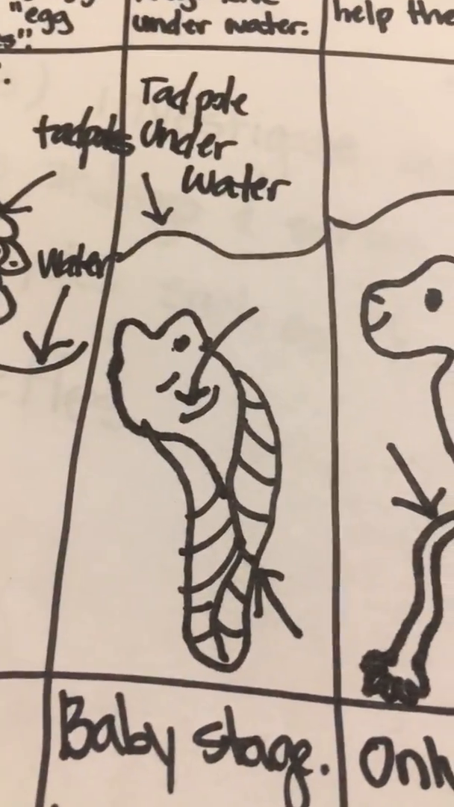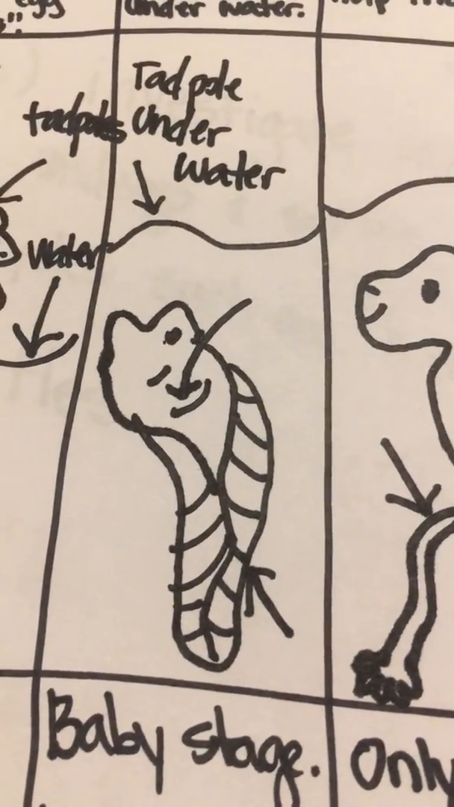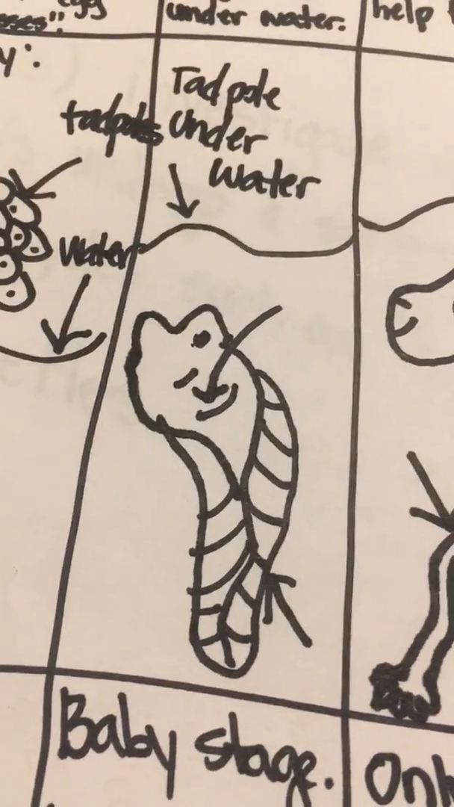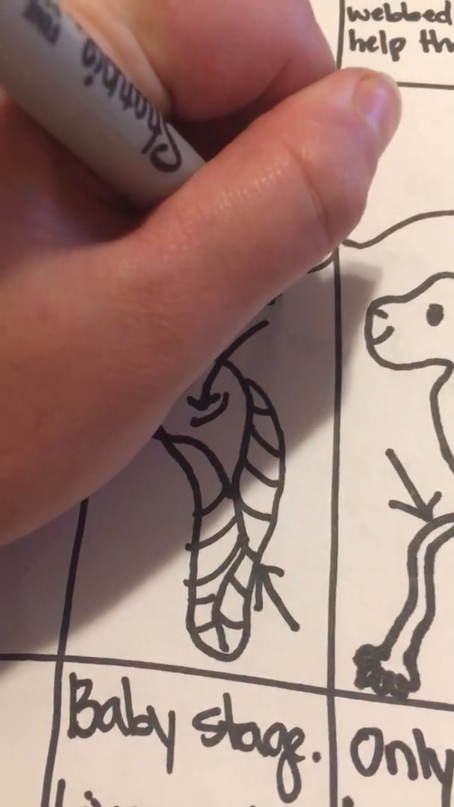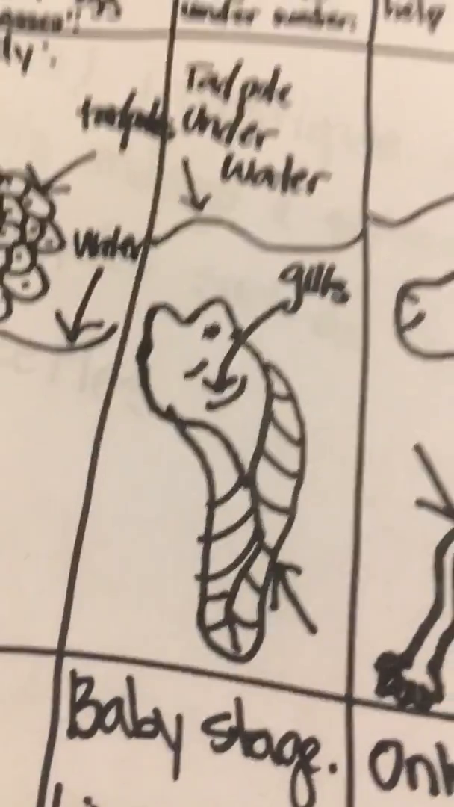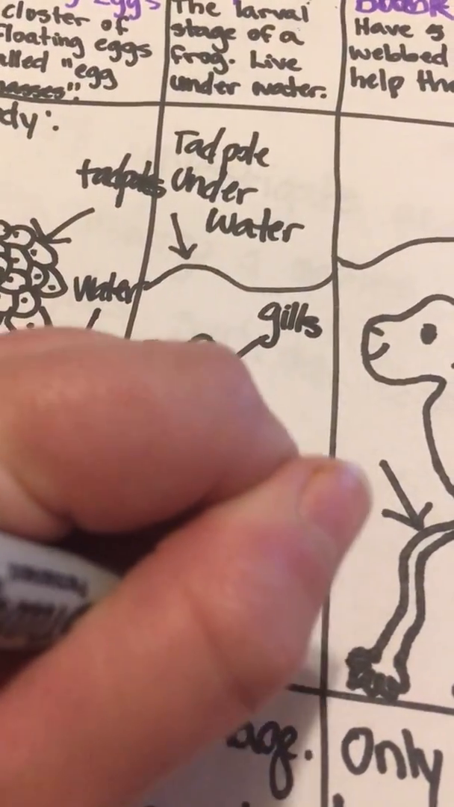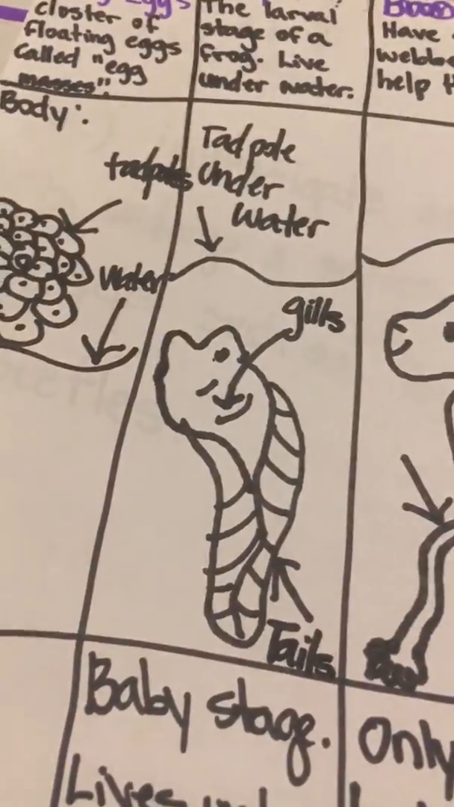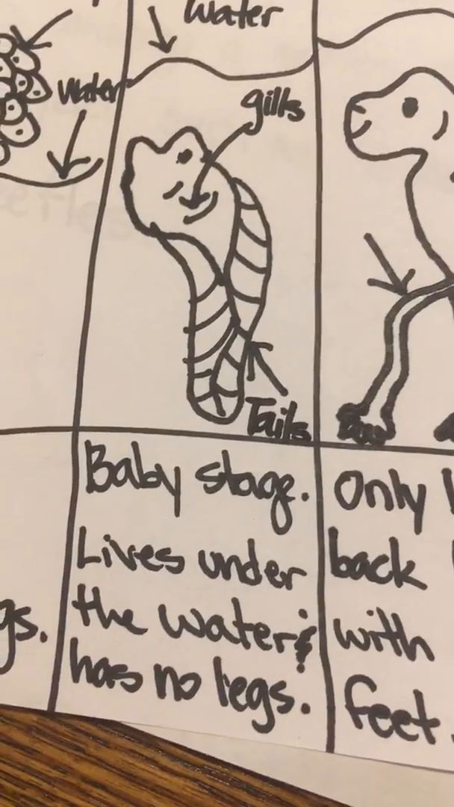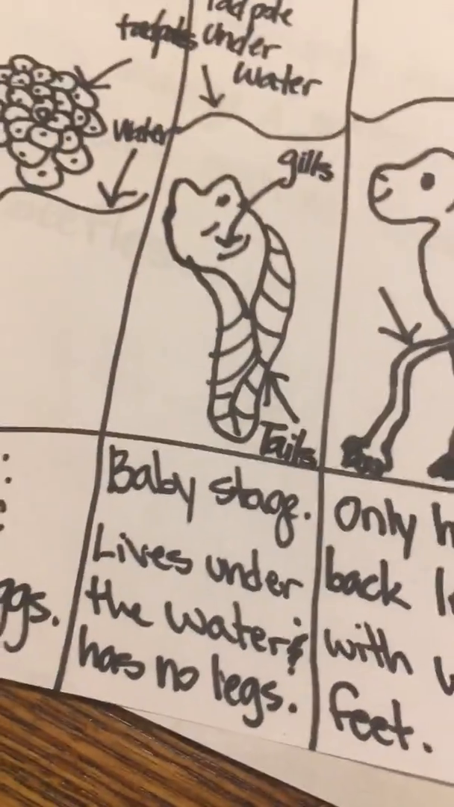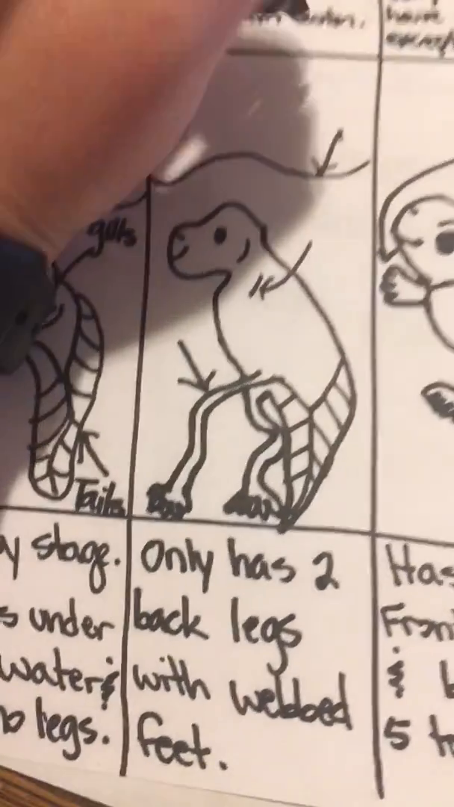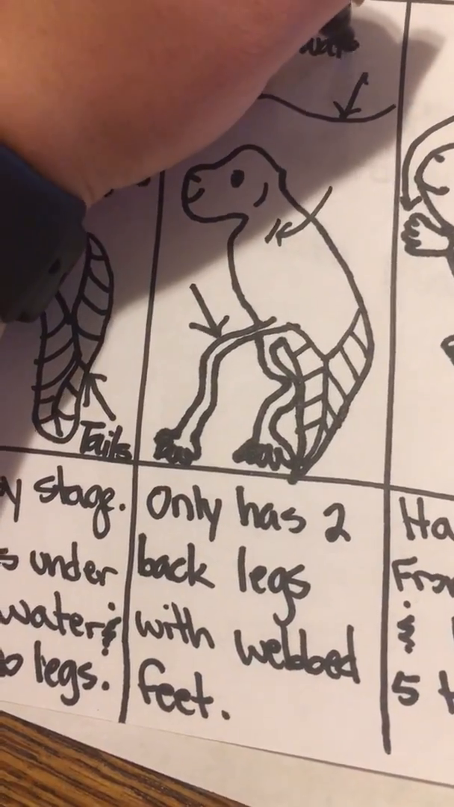Who remembers what the tadpole has before it becomes a frog that we're pointing to right here? Very good. You remember from the description in our anchor chart that those are gills. Oh, very good. You also made another connection. Tails. Miss Wilhelm is calling this the baby stage because it lives under the water still and it has no legs. Just like when we were babies, we could not walk yet. There's that other arrow. Let's go ahead and label it water.